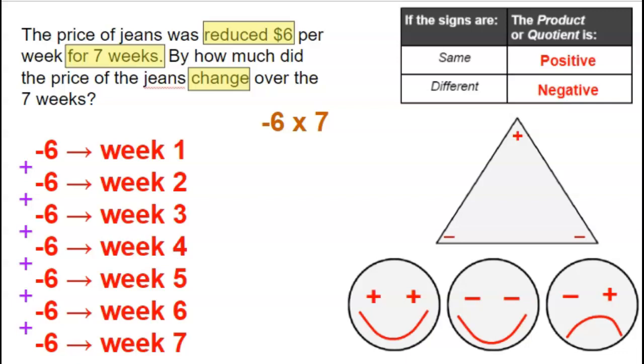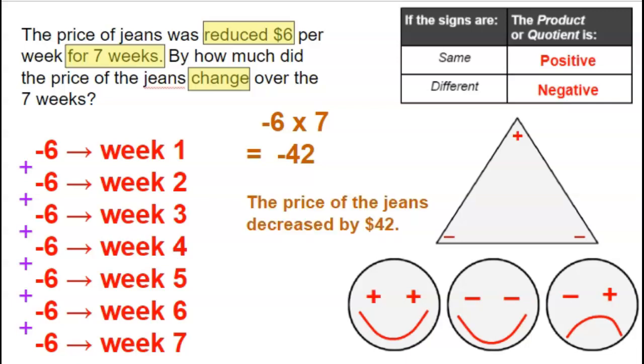So -6 times 7. When we do this, we see that we have a negative times a positive. Well, those are different signs, so our answer is going to be negative. We can also cover our negative times positive on our triangle, and we see that over here we have a negative left over. Or if we have the negative times positive, that gives us a sad negative face, so our answer is still negative. 6 times 7 is 42, so we have -42.